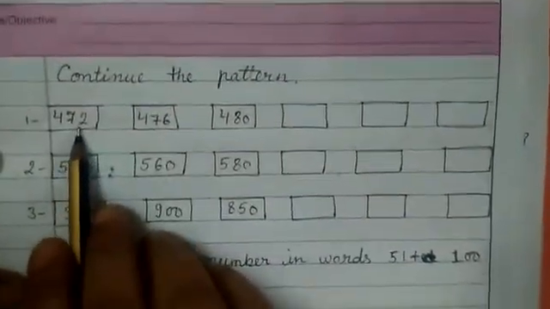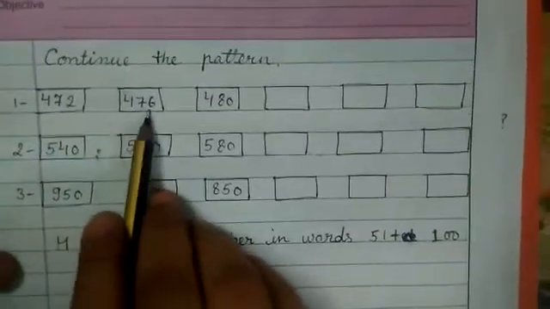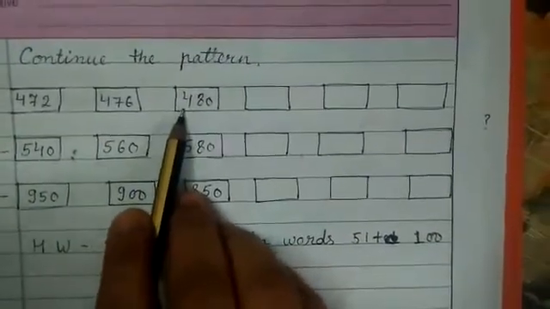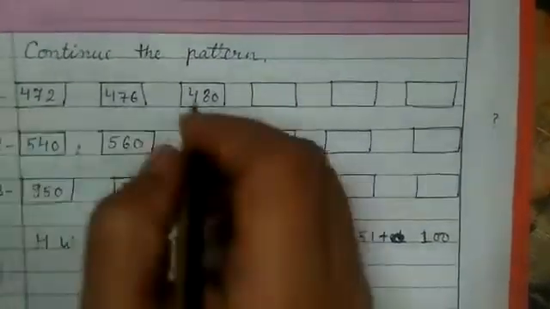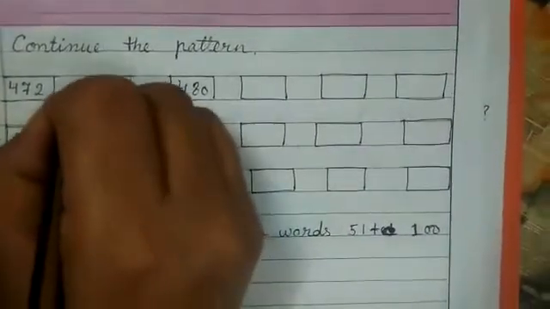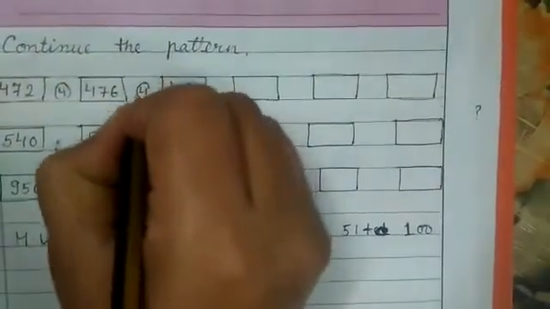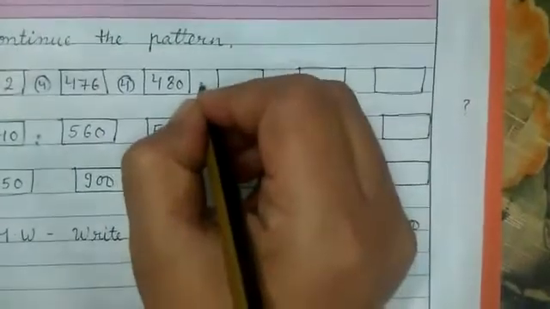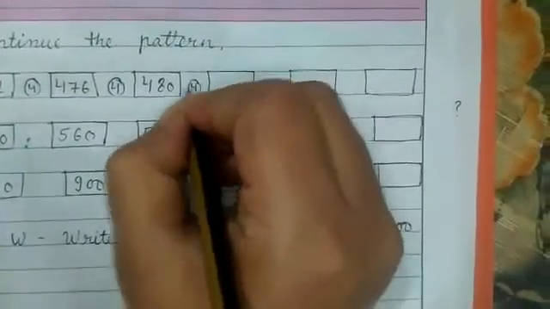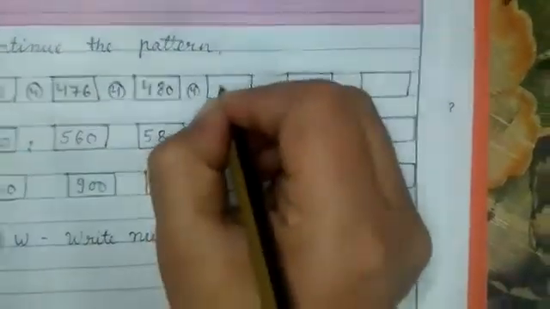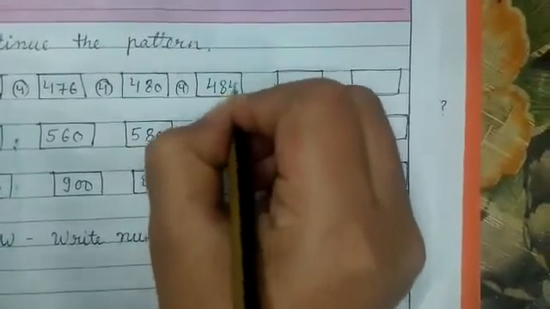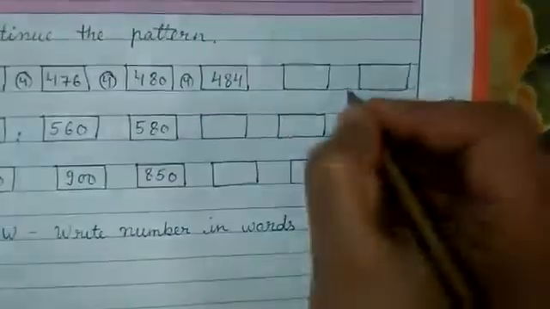Okay. Now the next one is continue the pattern. Here the pattern: 472, next one is 476, 480. It means the difference between them is 4. So you add 4 to each and every number. 480, then 484. Next, add 4 here.